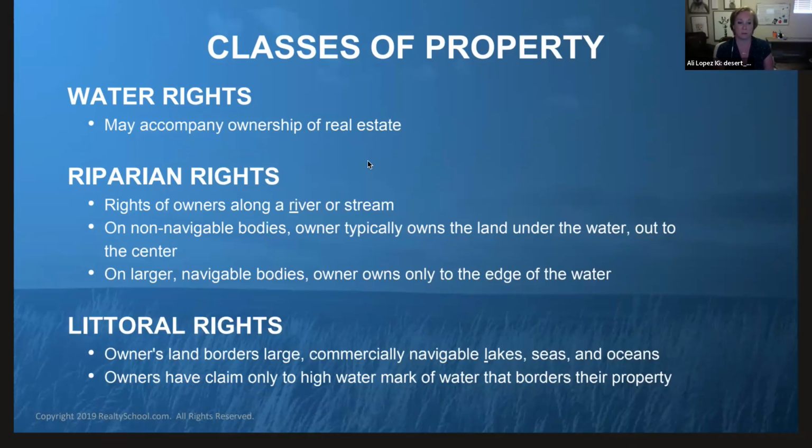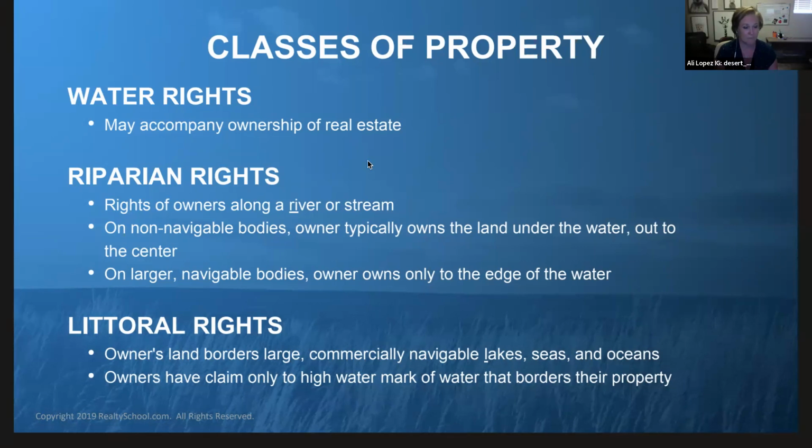Riparian rights are rights of owners along a river or a stream. These are non-navigable bodies, and the owner typically owns the land under the water out into the middle. This is the Virgin River. On larger navigable bodies, the owner only owns to the edge of the water. If you lived along the Mississippi River and barges were coming up and down for transportation, you could probably use the river for your enjoyment, but you don't have any rights to the water.